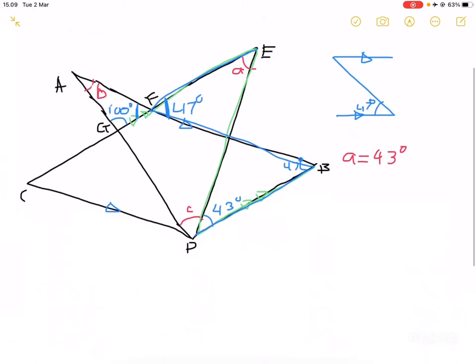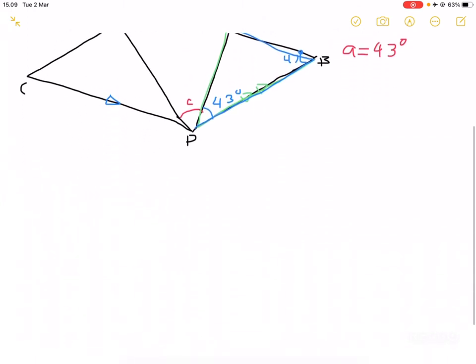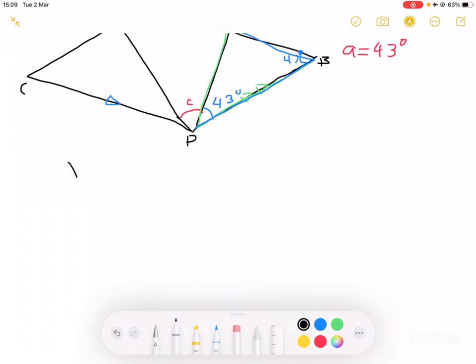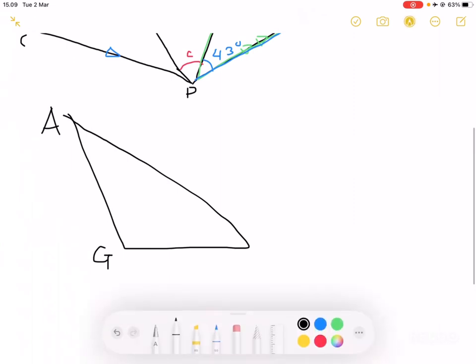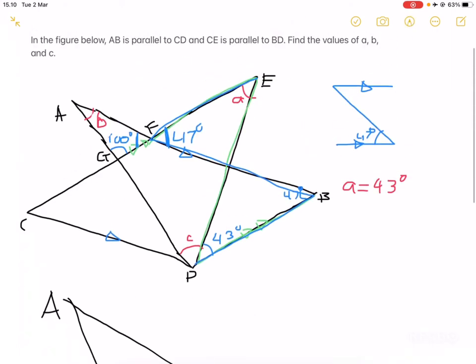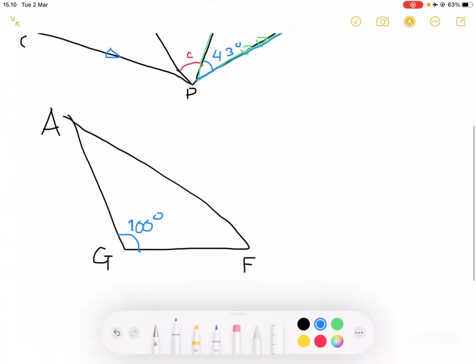So since I'm just going to run out of space in this diagram, I'm just going to draw another one right here, slightly bigger. So I'm just going to plot all the clues and steps that we have done so far. So we know by vertically opposite angles this must be equal to 47 degrees, and this angle is B.